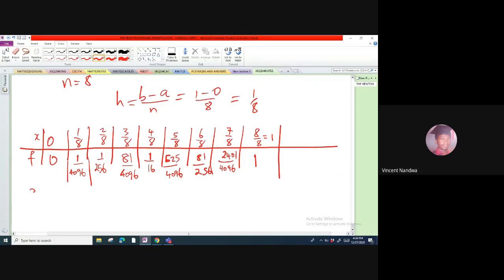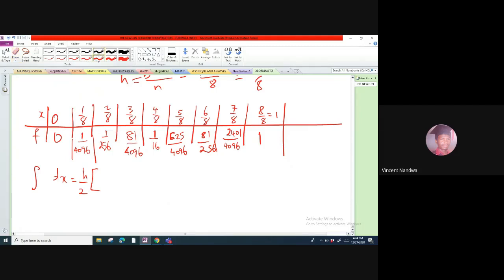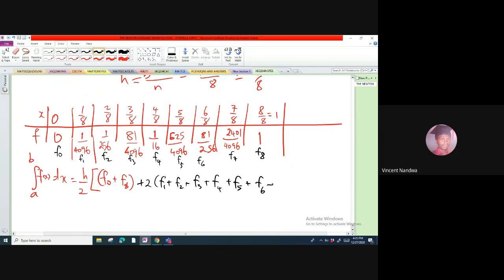And then by definition, the integral from 0 to 1 of x power 4 dx will be given by h over 2 into, let me just write the general one, the integral from a to b of f of x, f naught plus f8, because now you see this will be our f naught, f1, f2, f3, f4, f5, f6, f7, f8, then plus 2 into f1 plus f2 plus f3 plus f4 plus f5 plus f6 plus f7.